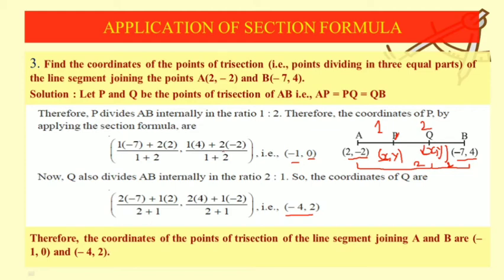One more thing is there. Once you have taken out the point P, that is minus 1 comma 0, you can also find this Q by the midpoint section formula. How? See, from here to here is one part of the line, and here to here is one part of the line, so PQ and QB are equal. It means Q is the midpoint, and we know the coordinates for P and B, so we can find this Q by using the midpoint formula also, that is x1 plus x2 divided by 2, y1 plus y2 divided by 2. So these are the two ways by which we can find the point of trisection.